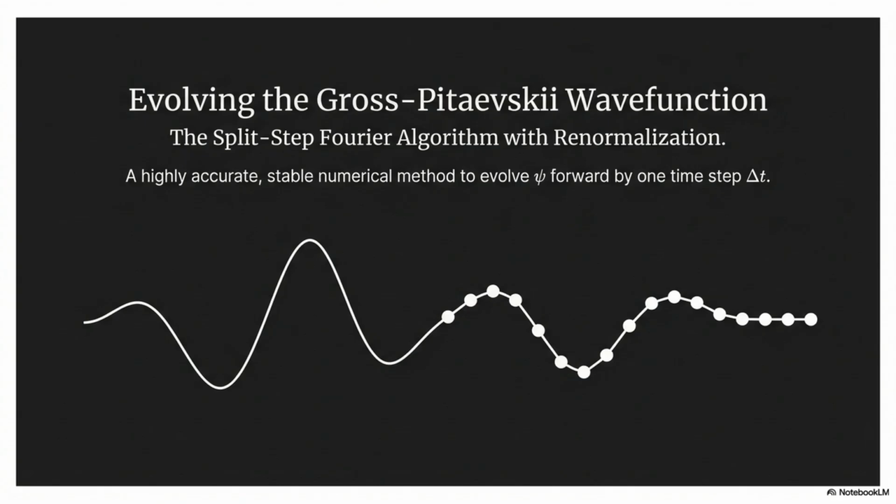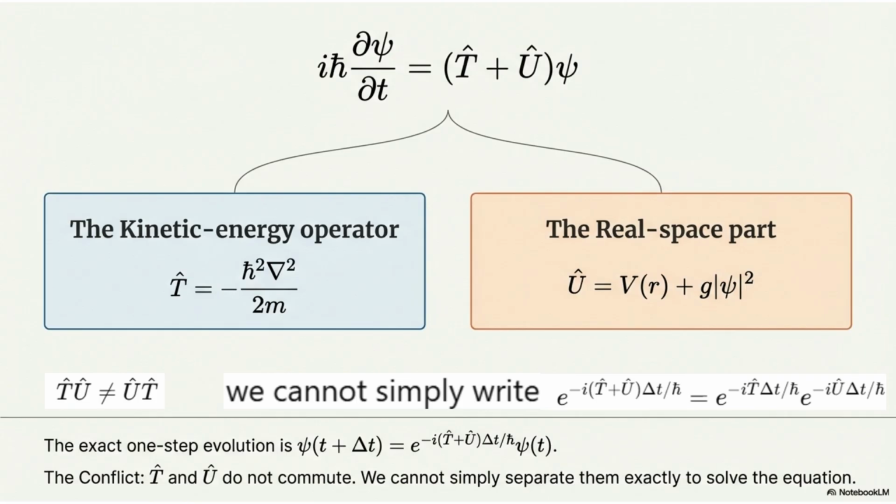This video explores evolving the Gross-Pitaevskii wave function using the split-step Fourier algorithm with renormalization. This highly accurate, stable numerical method allows us to evolve the wave function forward by one time step, delta t. The core equation splits into the kinetic energy operator, T hat, and the real space part, U hat. The conflict is that T hat and U hat do not commute, meaning we cannot simply separate their time evolution exponents exactly to solve the equation.